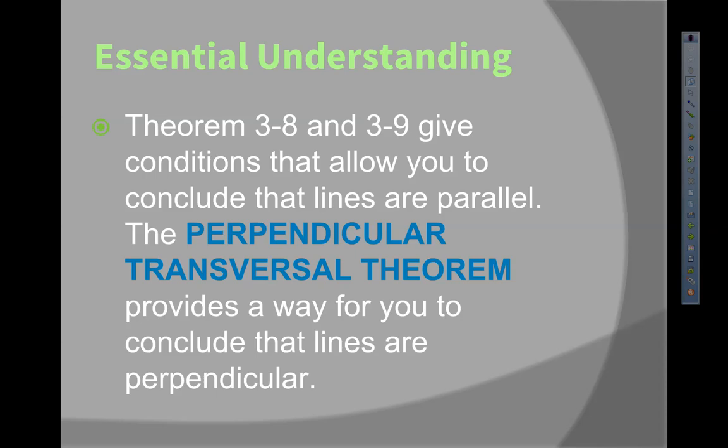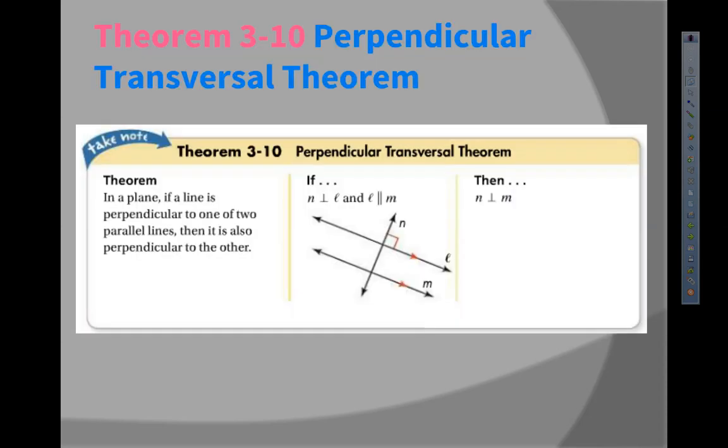So what we just looked at, Theorems 3.8 and 3.9, give us conditions that allow us to conclude that lines are parallel. The perpendicular transversal theorem provides a way to conclude that lines are perpendicular. The perpendicular transversal theorem says this: in a plane, if a line is perpendicular to one of two parallel lines, then it's also perpendicular to the other. So if line N is perpendicular to line L, and we know that line L is parallel to line M, then we know that line N has to be perpendicular to line M also.